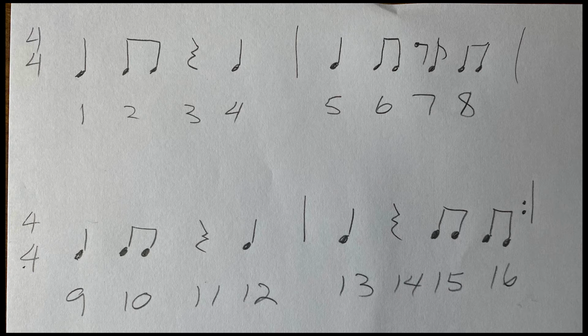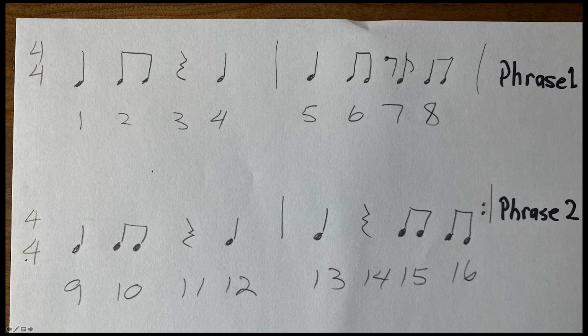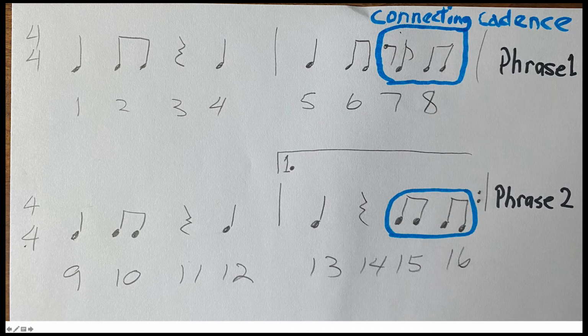I want you to see the analysis of my rhythm. It's the same thing that you just saw, except I'm explaining to you that there's 2 phrases. First 8 beats and the second 8 beats. And you know that every phrase ends with a cadence. So when I did that rhythm, I had 2 connecting cadences. And so it never sounded like it was finished.